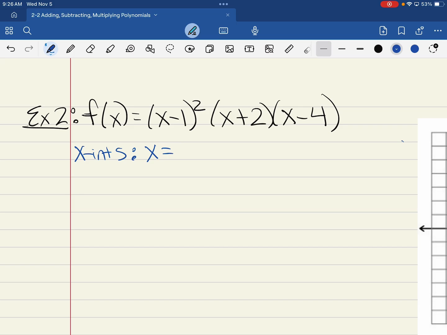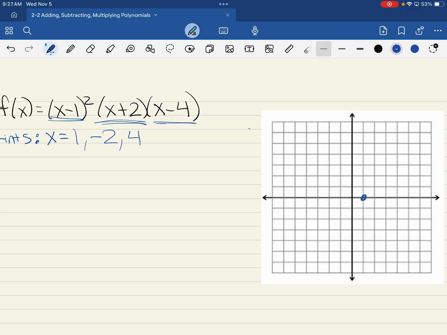Some of us are comfortable, some of us are trying to write, but we're not sure. If the first factor is x minus 1, what's the opposite of a minus 1? Plus 1. So the first x-intercept is a positive 1. If you didn't get these yet, see if you can get the second one right now. The opposite of a plus 2 is? Negative 2. And the third one, see if you can get it right now before I do it. Opposite of a minus 4 is? Plus 4. So we are going to plot 3 points on our graph: positive 1, negative 2, positive 4.